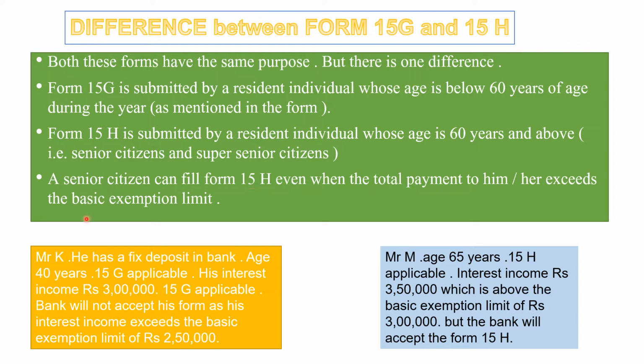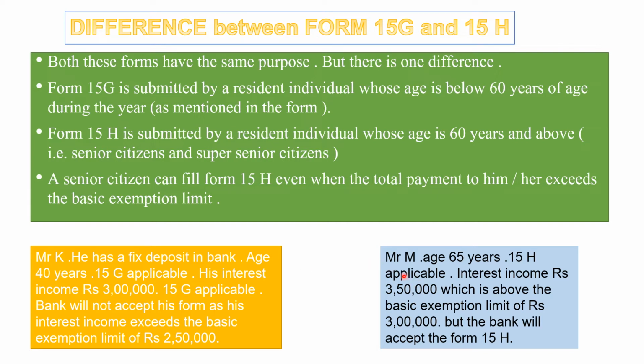Let us take an example. This is Mr. K. He has a fixed deposit in the bank. His age is 40 years. Because he is under 60 years of age, Form 15G is applicable to him. His interest income is 3 lakh. Now 15G is very well applicable, but the bank will not accept his form as his interest income exceeds the basic exemption limit of 2,50,000 rupees. This is the main difference, because for a person who is under 60 years of age and whose income is above the exemption limit, 15G will not be applicable.